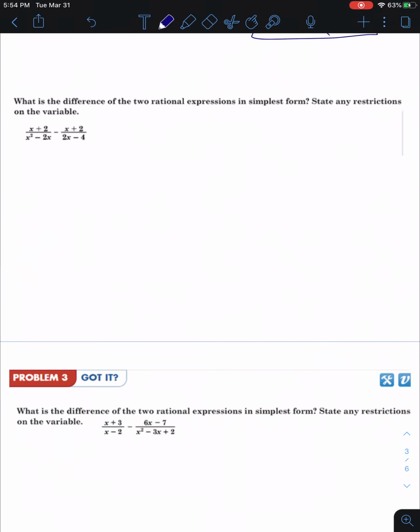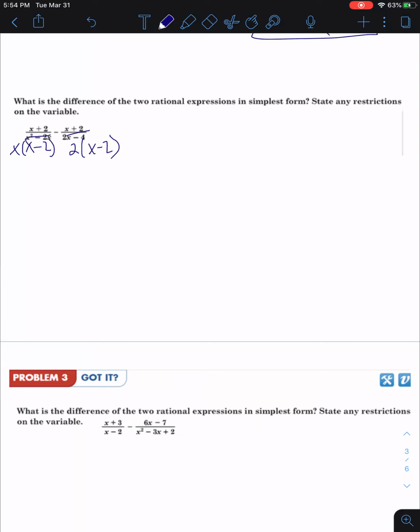We'll look at a couple more here. x squared minus 2x is the one denominator, 2x minus 4 is the other denominator. As I go to factor out, I have an x in common on this side and x minus 2. Okay, and over here, if I factor out a 2, I've got an x minus 2 times 2, and that takes care of the two denominators.